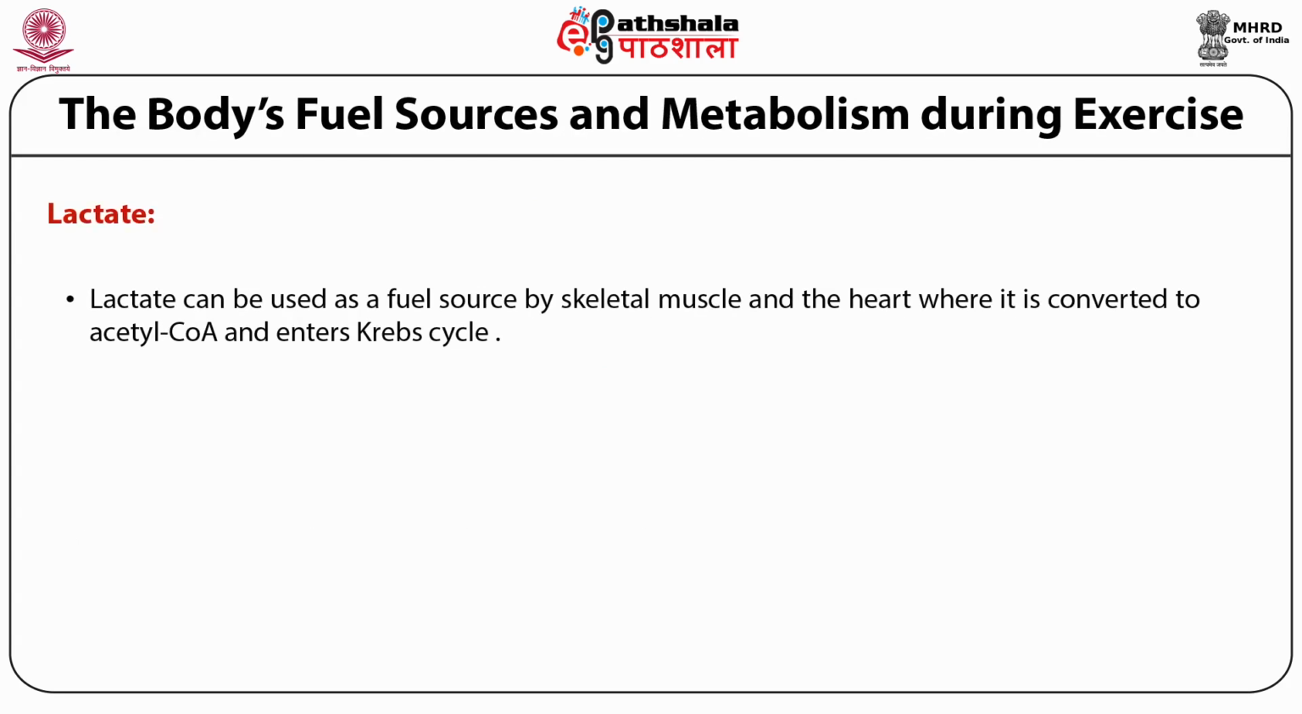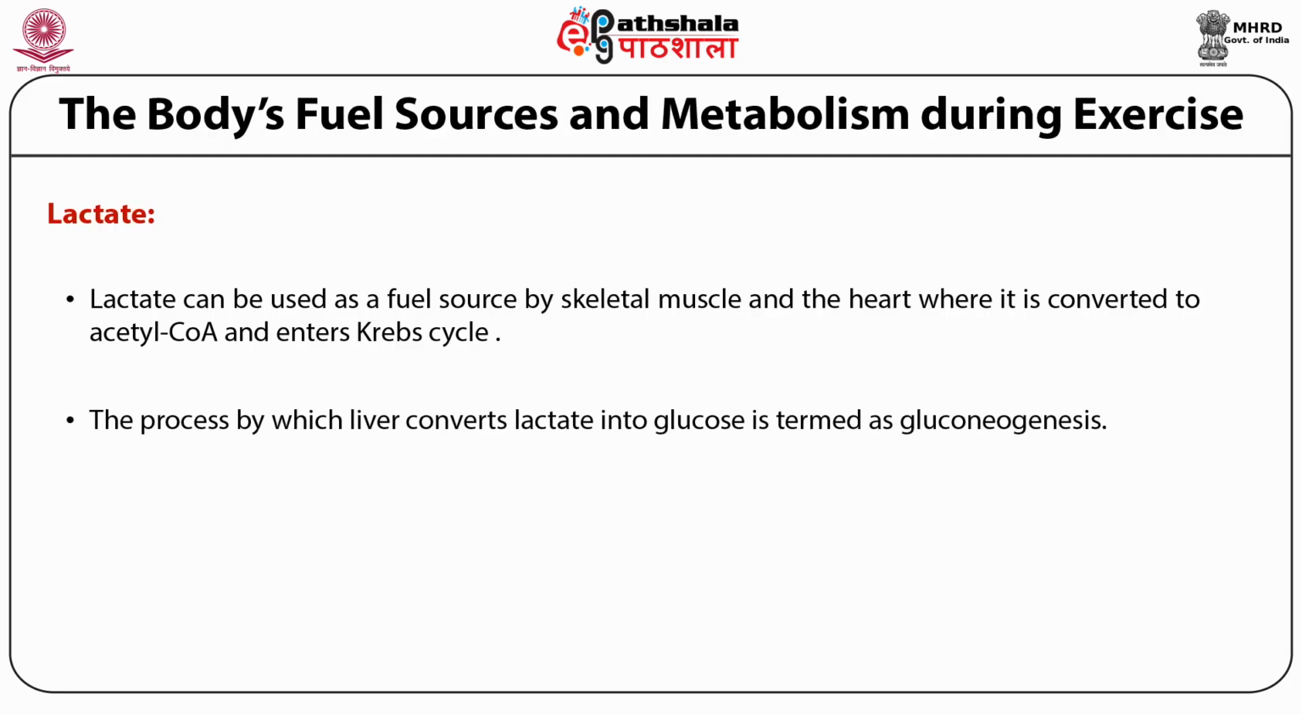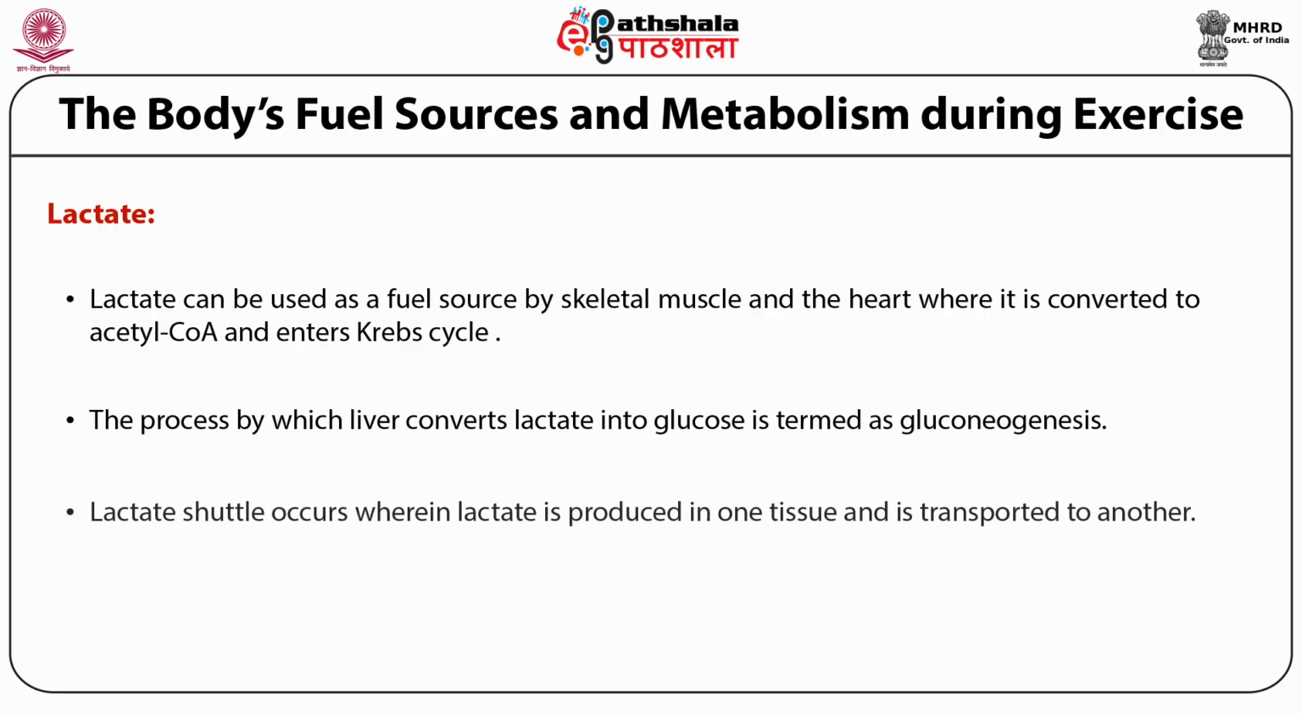Lactate can be used as a fuel source by skeletal muscles and the heart, where it is converted to acetyl coenzyme A and enters the Krebs cycle. It delays the onset of fatigue during exercise. It is also converted to glucose in the liver, which is referred to as Cori cycle. The process by which liver converts lactate into glucose is termed gluconeogenesis. And then the final product, that is glucose, is transported back to the muscles and used as a fuel. Lactate shuttle occurs wherein lactate is produced in one tissue and is transported to another.